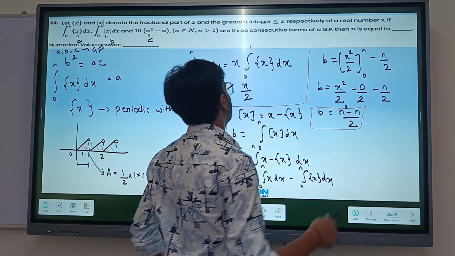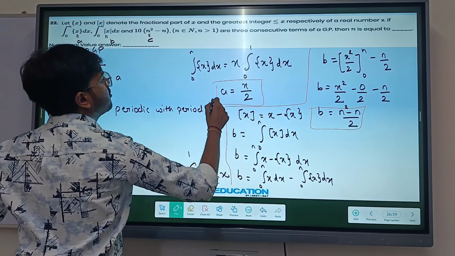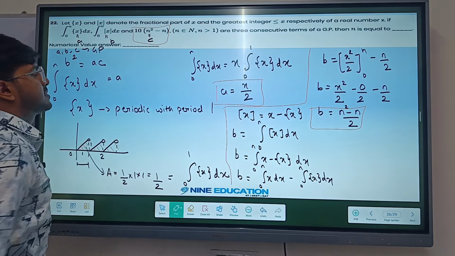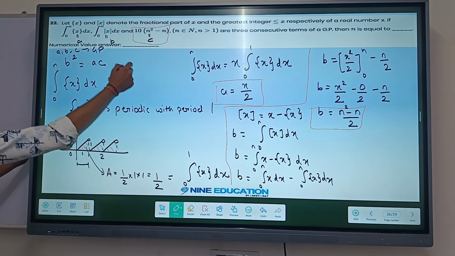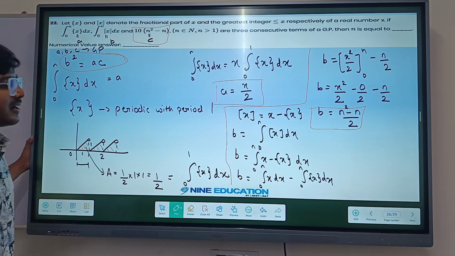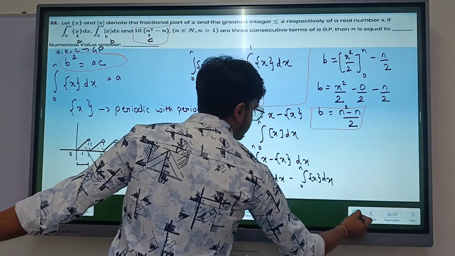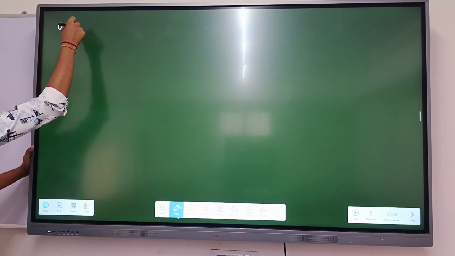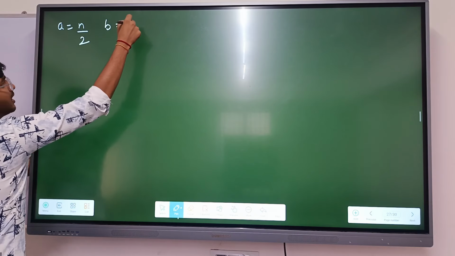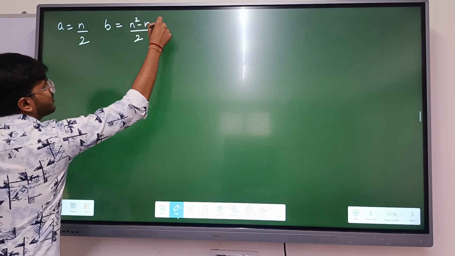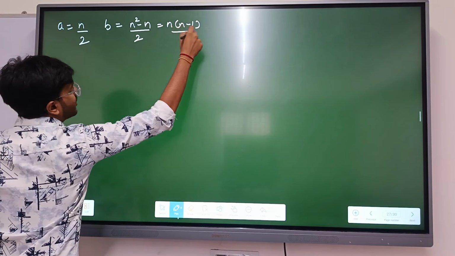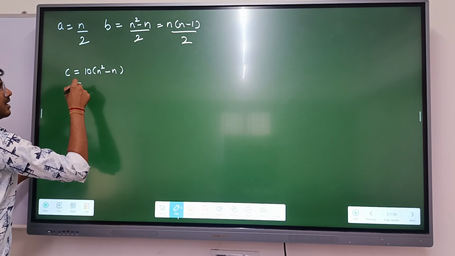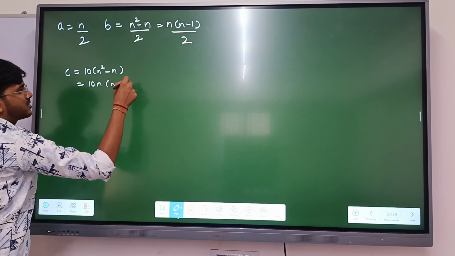So here we got B value, here we got A value, we already have C value. What is C value? 10 times n square minus n. Now I have to apply GP, B square equal to AC. What is our A value? A value is n by 2. What is our B value? N square minus n by 2. If I take n common, n into n minus 1 by 2. And C value 10 times n square minus n, that is 10n times n minus 1.